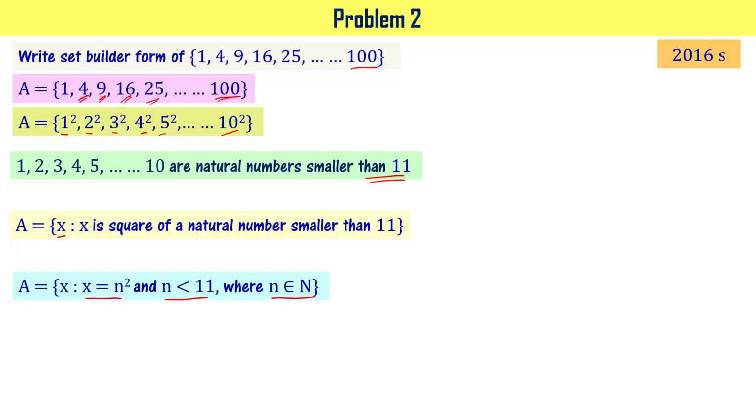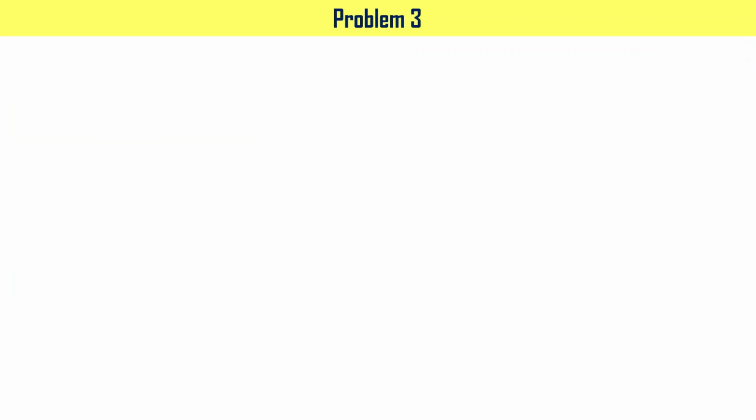Now let's go to the next problem, that is problem number 3. Write the set builder form of 2, 4, 8 and 16. This is the set containing only 4 elements. Those are 2, 4, 8 and 16. This particular question has come in the 2019 State Board exam of Andhra Pradesh 10th class.